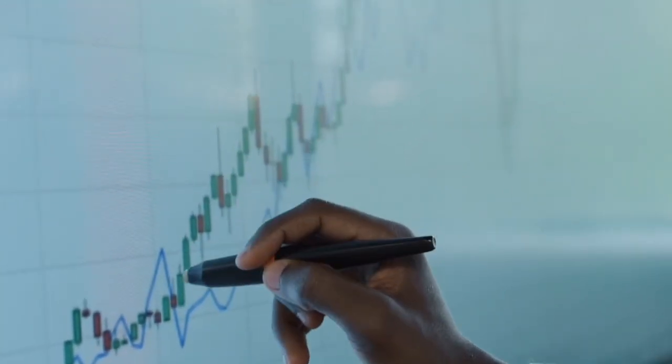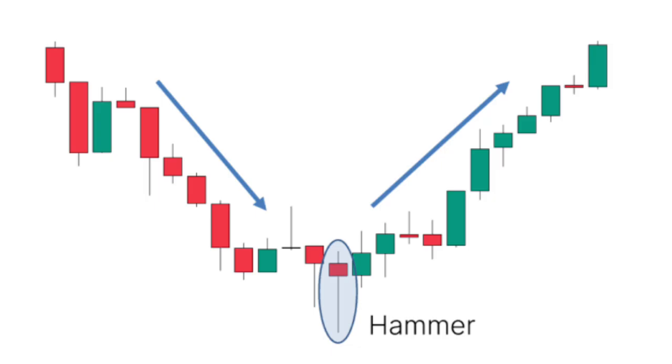What the pattern looks like. The hammer pattern is formed of a single candlestick, which has the following characteristics. Small real body. The body of the candle, which is the difference between the opening and closing prices, should be small. This body can be either red (bearish) or green (bullish).